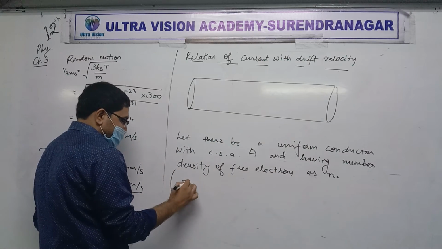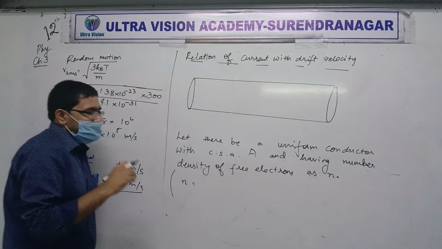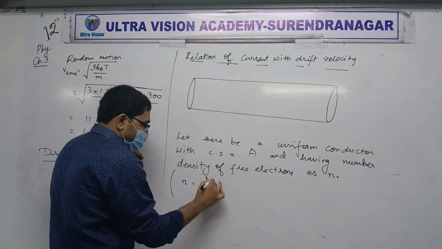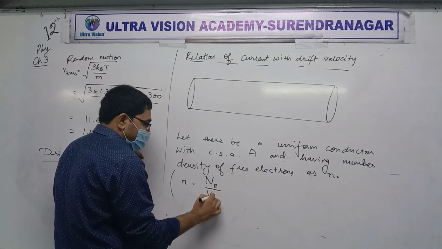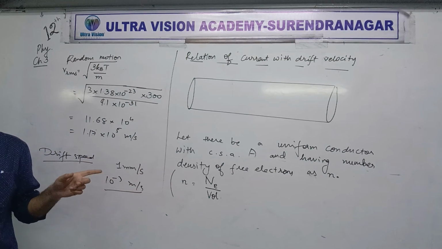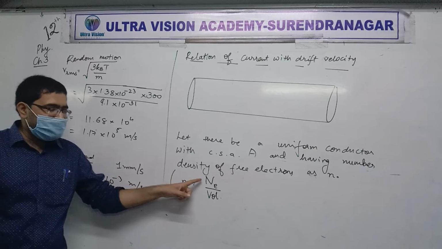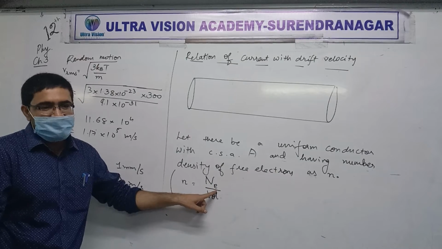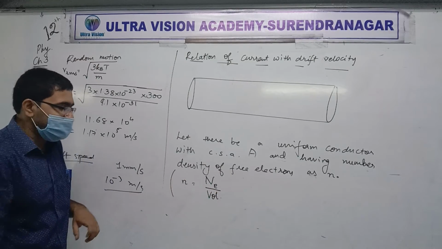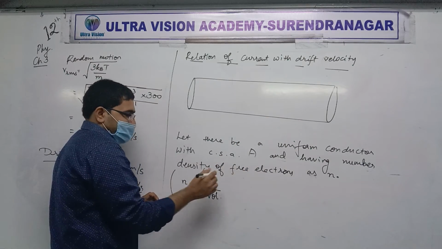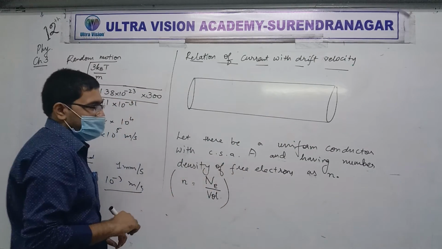Small n means number density. Number density is number per volume. Very easy. Number density means number of free electrons per unit volume. Be careful, it is N of E, not N into E. Number of free electrons per unit volume is called number density of free electrons.